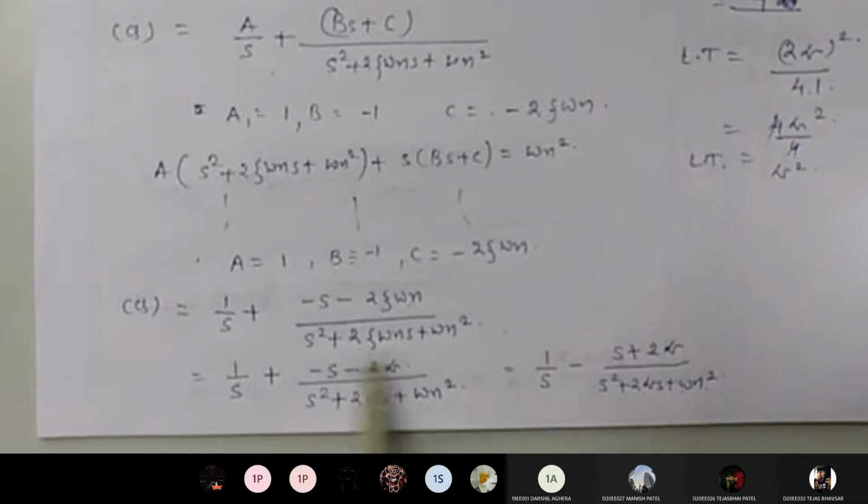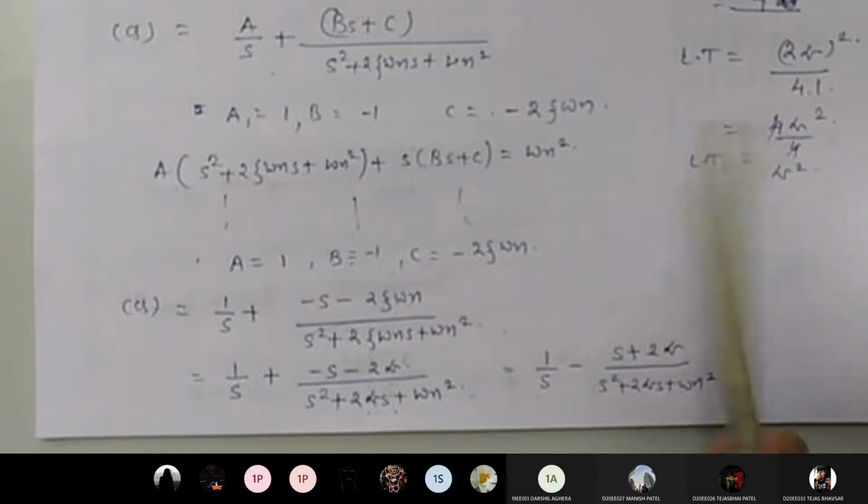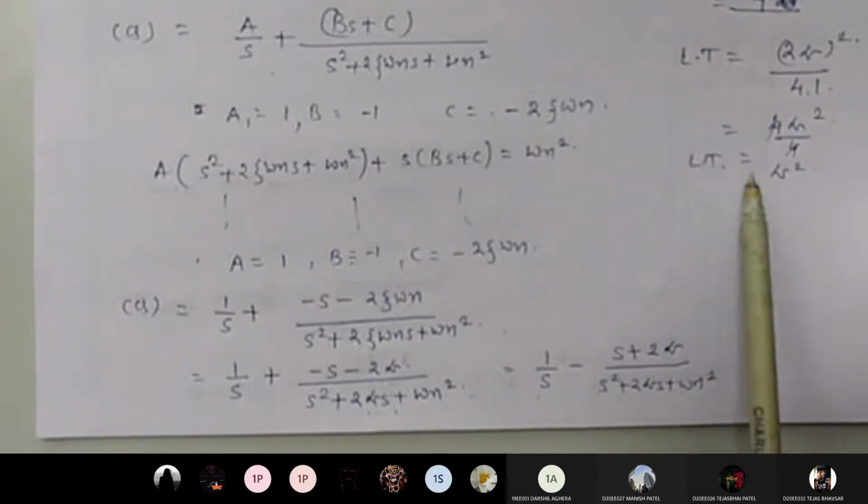If you see clearly over here, there is some term missing. The last term is missing. Again, what we assume is zeta omega n is equal to alpha, so I will put alpha over here. The last term is nothing but alpha square. So I need to find it, and I have to add as well as subtract alpha square over here.